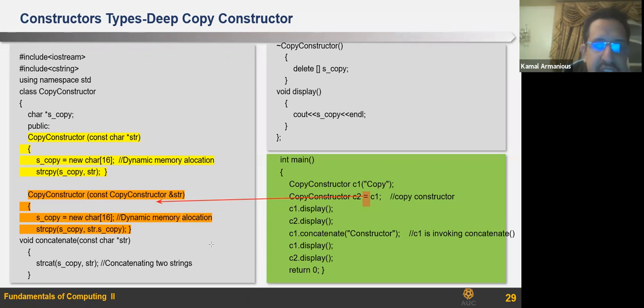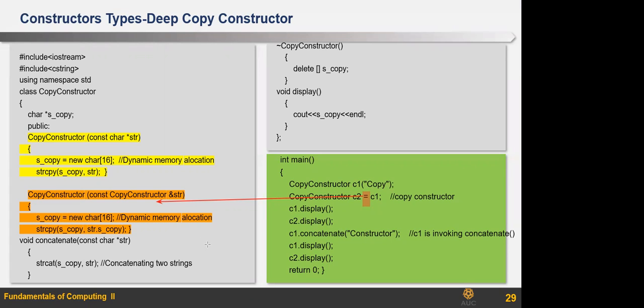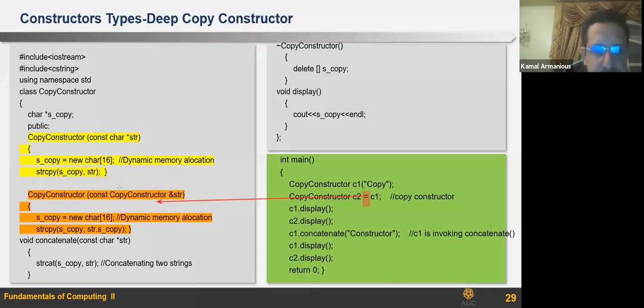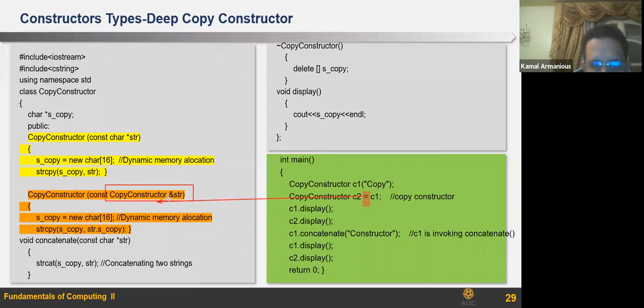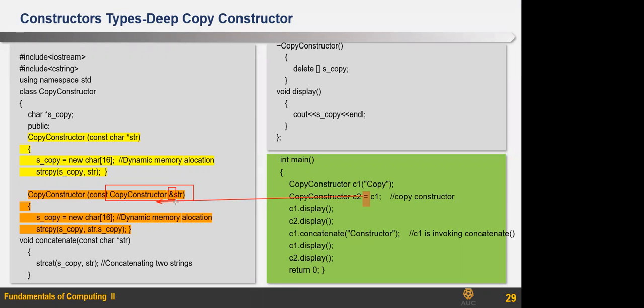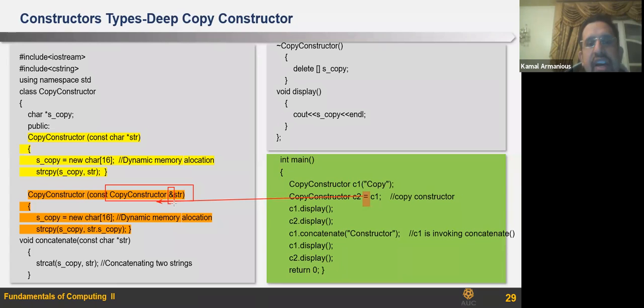Okay, let's come back to my friend Ali. So Ali, you're here? Yes, doctor. Okay, so copy constructor. What is the input here? Doesn't it assign C2 to C1? No. The input here, I am passing an object. I am passing it by reference or by value? By reference, because there's an and sign here.